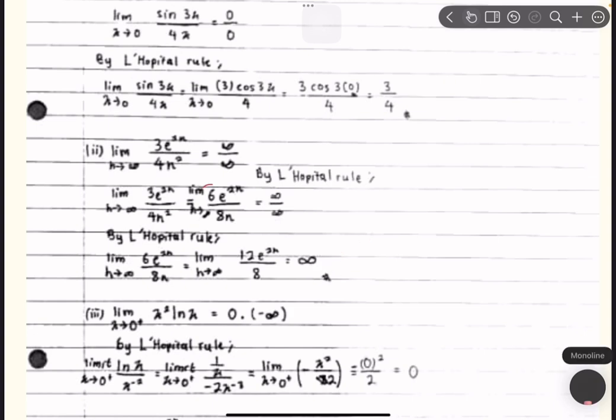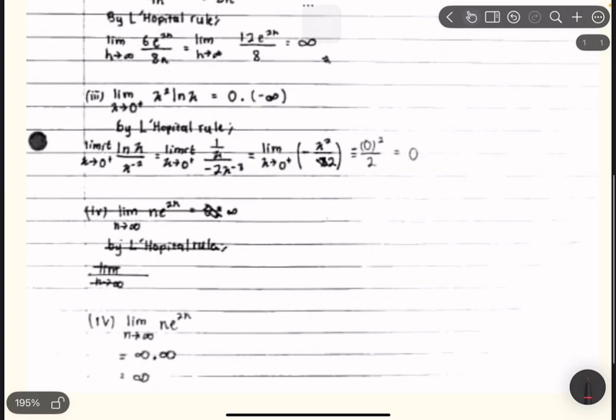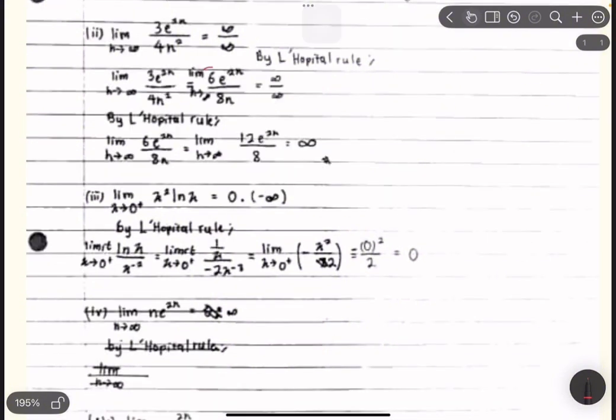So the next question, this is the function that is given. If we substitute 0 into this function, we will get this answer. This answer is also an indeterminate form because 0 multiplied by infinity is an indeterminate form. So we will use L'Hopital's rule and differentiate the functions separately.